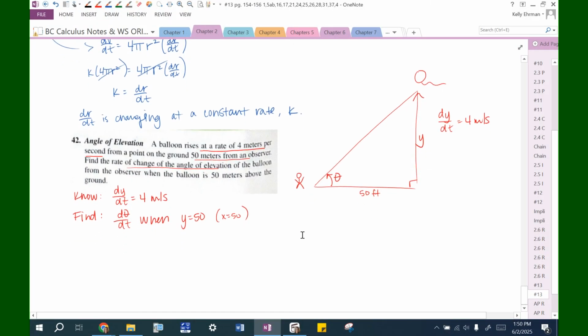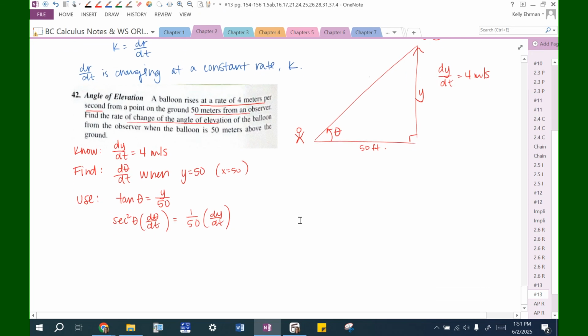All right, and so if theta is involved, I need to use a trig equation. I could find the third side. Maybe I'll need to at some point, but I have opposite and adjacent. So I'm going to use tangent theta equals y over 50. And then when I take the derivative with respect to t, the derivative of tangent is secant squared theta d theta/dt. The derivative of y over 50 is 1 over 50 dy/dt.